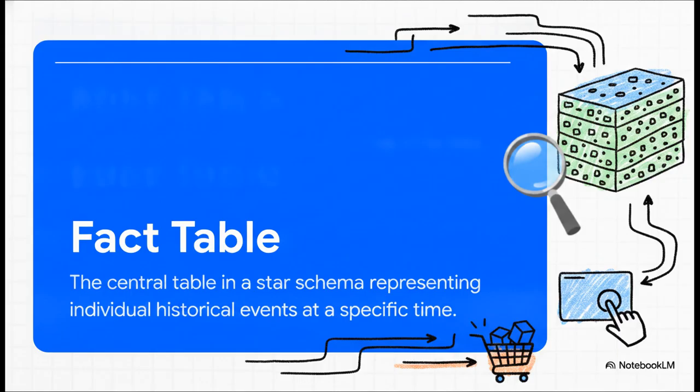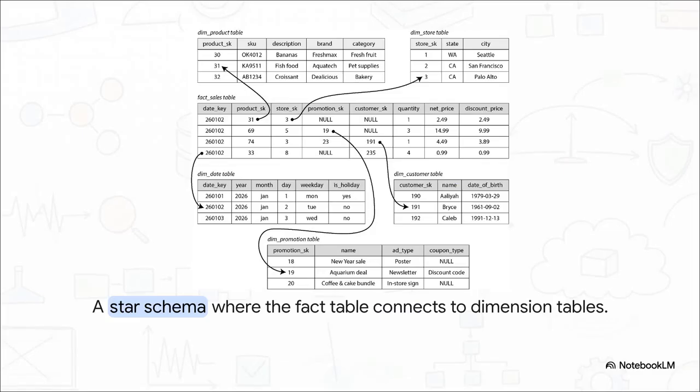To grasp analytics architecture, you really have to understand the fact table. In a data warehouse, this is your beating heart. It contains massive, append-only logs of historical events. Think of an event like a customer buying a specific product at a specific time, or a user clicking a button on a web page. In a large enterprise, these fact tables aren't just big, they easily grow to petabytes of data holding trillions of individual historical records.